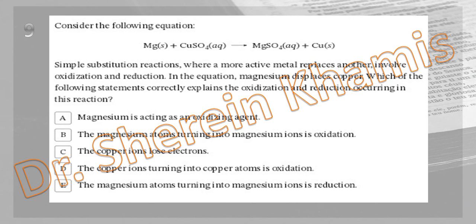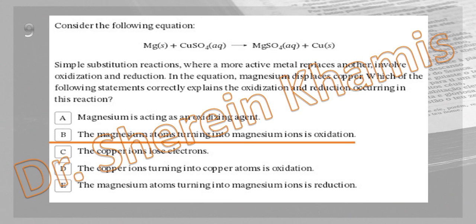And also we have the last one here. Magnesium atoms turning into magnesium ions is reduction. Okay, so the right answer here will be magnesium atoms turning into magnesium ions, which is oxidation. Oxidation means losing electrons. So magnesium, when it reacts, loses two electrons that are given to the sulfate group SO4, making the compound MgSO4. So oxidation happens to magnesium and reduction happens to copper, which appears at the end of the reaction as a precipitate.